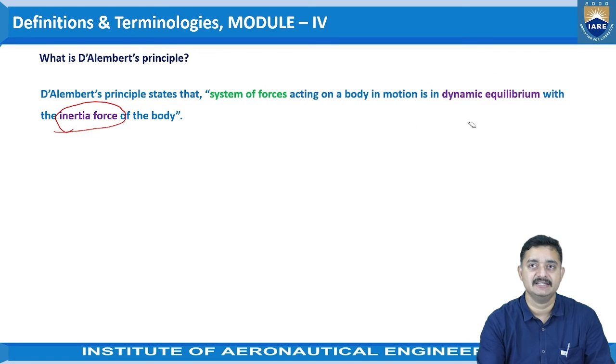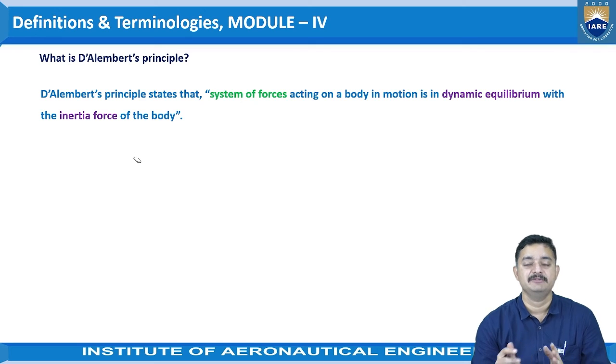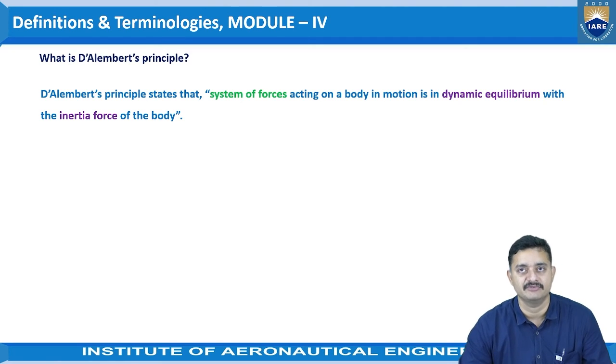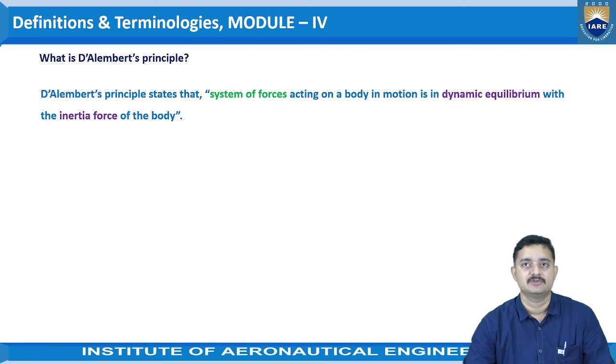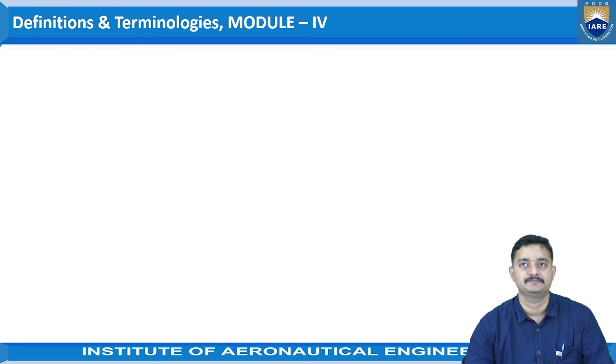So whenever we consider the dynamic equilibrium of an object, it happens because of the inertia force of the body. So that is the statement of D'Alembert's principle. D'Alembert's principle states that the system of forces acting on a body in motion is in dynamic equilibrium with the inertia force of the body.